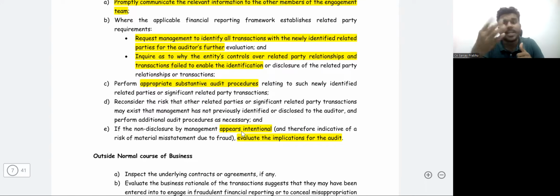Step 1, promptly communicate to your team members. Step 2, you request the management to identify all the transactions with this particular new related party. Now you will inquire why the control of the management failed to identify. Now you will perform substantive audit procedures. And if you feel the non-disclosure was intentional, the auditor has to perform audit procedures for fraud also. Agree to this? Yes, sir, got it, sir.